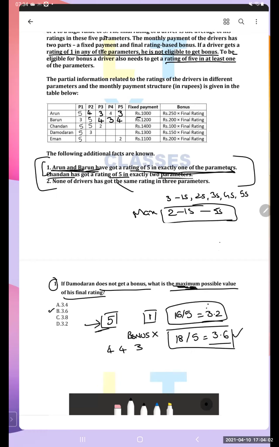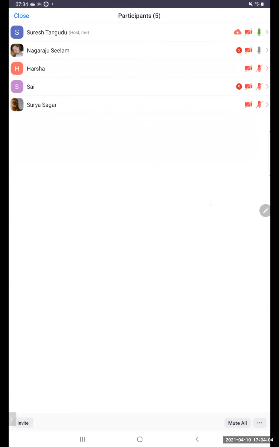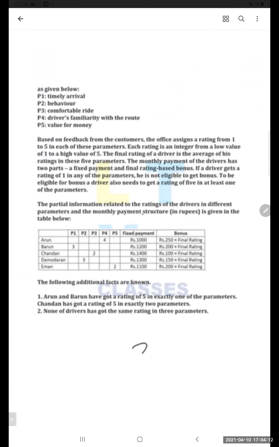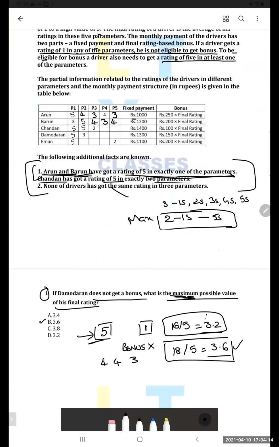Wait, just a minute. Who has not spoken so far? Surya, are you there? Yes, sir. Surya, you want to volunteer for this question? Okay. Chandan's ratings, what could they be? Sir, two 4s, sir. Very good. Damodar, you also tell. Two 4s, one 3, sir.